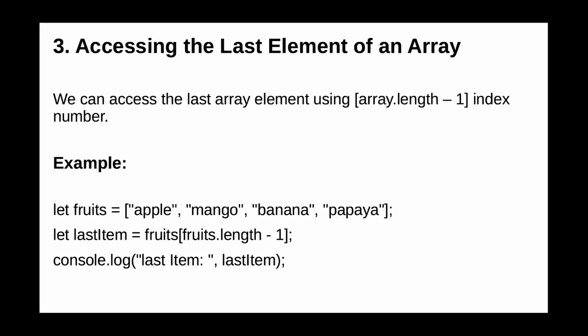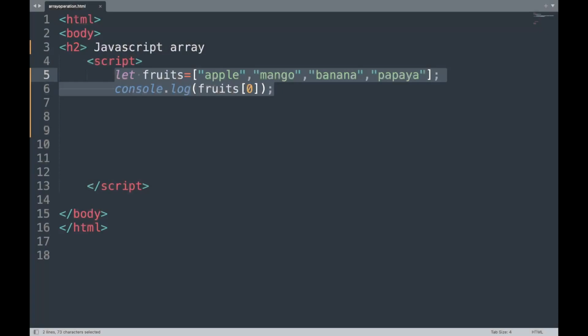And next is accessing the last element of an array. We can access the last array element using the array.length - 1 index number. So this is the example. We take one example of this. Open the Sublime text editor and here we change the code.